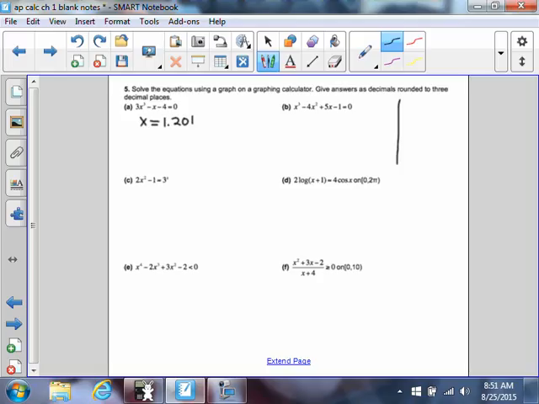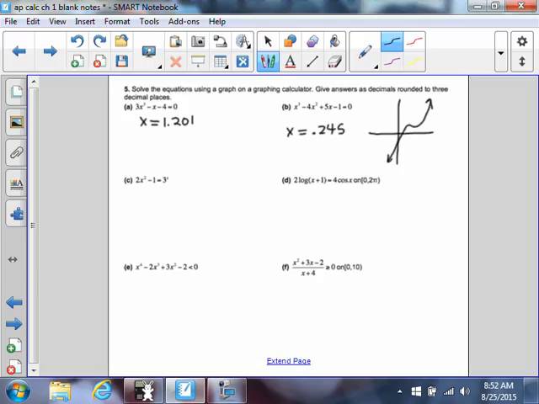All right, so when you graph it, it should look something like, almost, something like that. So we do second trace, zero, left bound, right bound, guess. For this one, we get x equals 0.245.